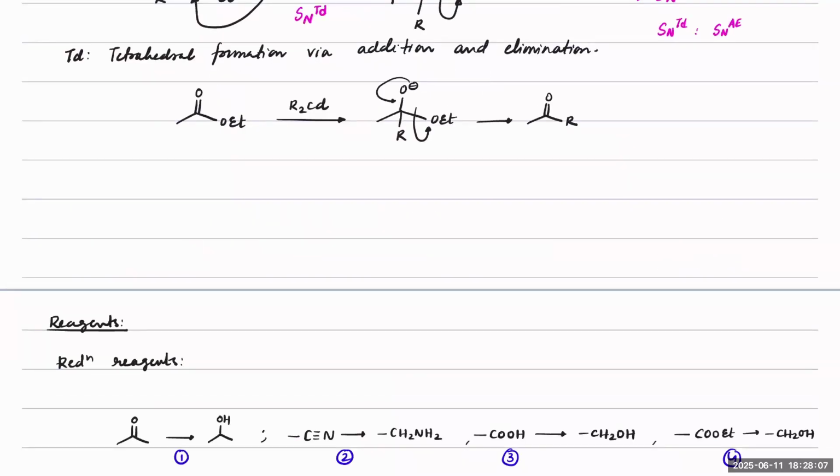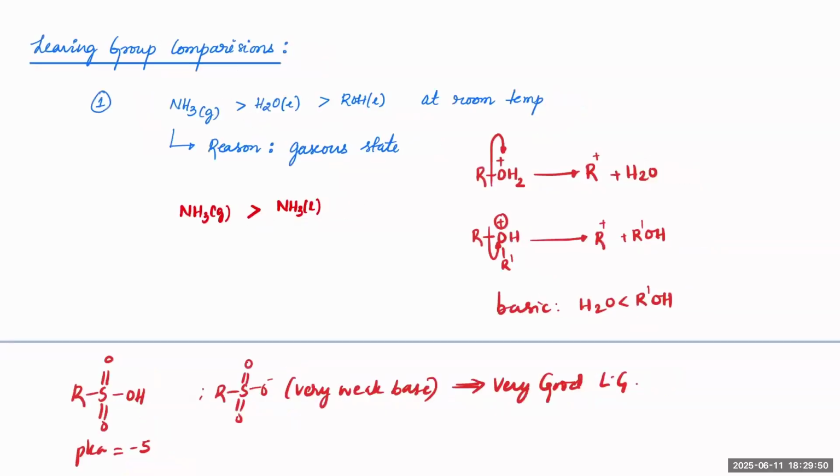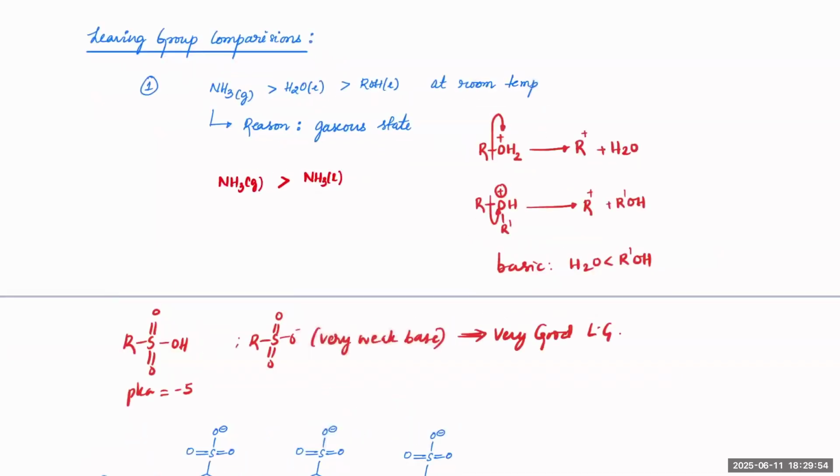Okay. Now, this is the basic synopsis. First example is about leaving group. Check out the leaving group in these three and let me know if you have any difficulty in understanding. Ammonia gaseous state, water liquid state, and alcohol in H. Okay.